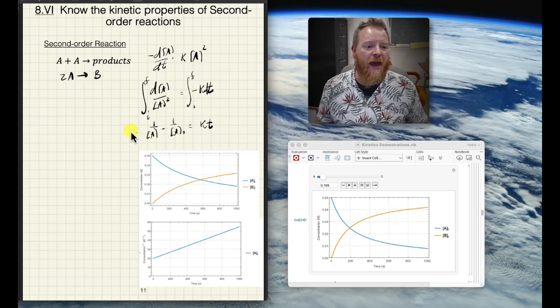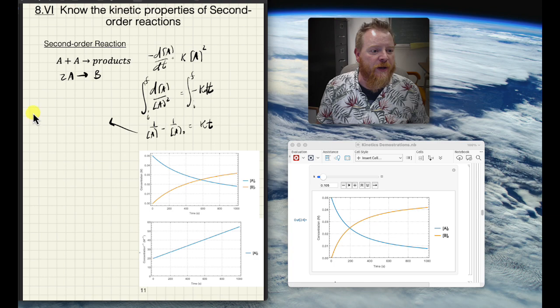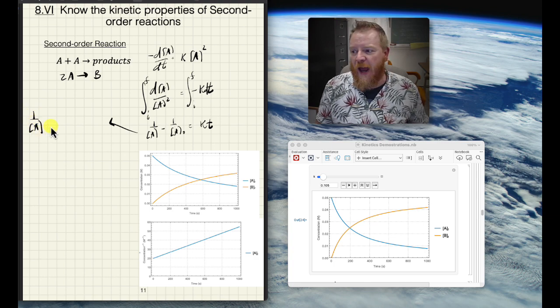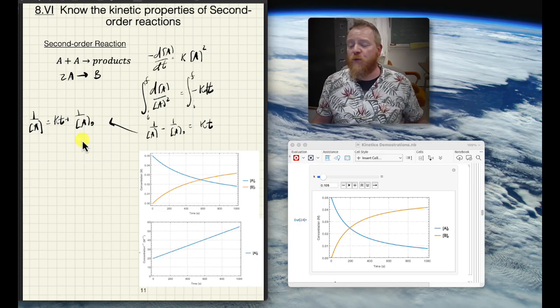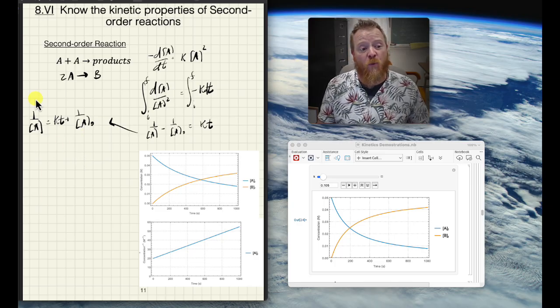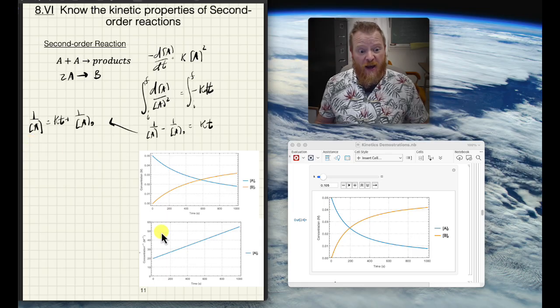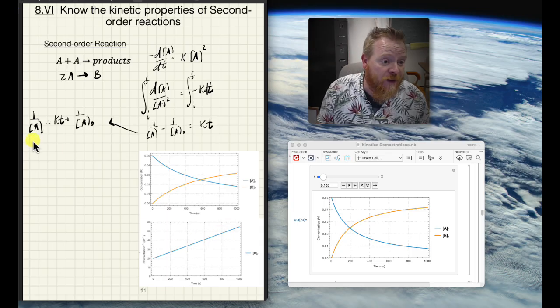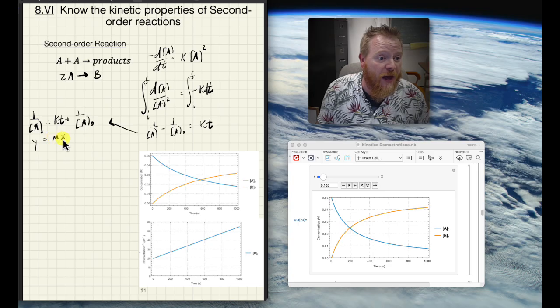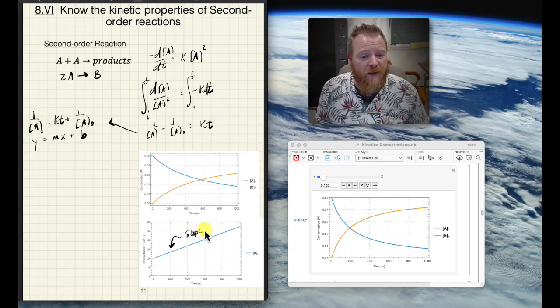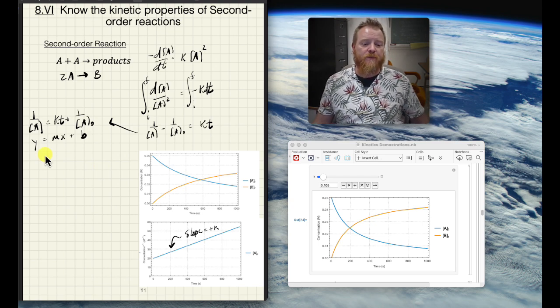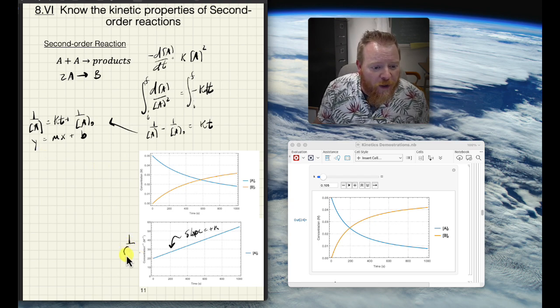Under further algebraic rearrangement, this goes as 1 over A equals positive kt plus 1 over A initial. So if we were to graph a plot of 1 over concentration versus time, we would end up with a straight line, right? Let's flesh that out. y equals mx plus b, where we can see now the slope of that line is positive, and it is the rate constant. So that's 1 over concentration, right?